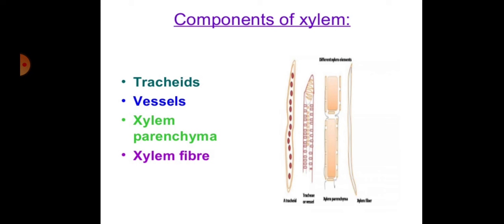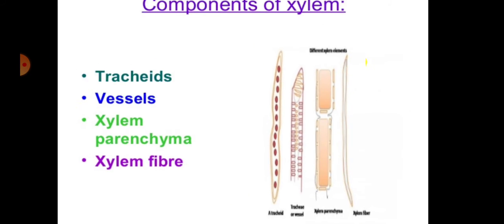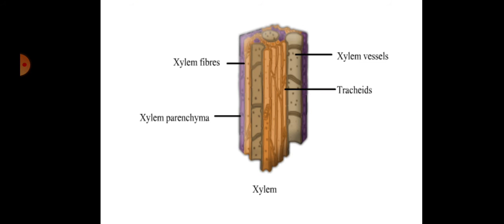Now first we will go for components of xylem. Xylem has tracheids, vessels, xylem parenchyma and xylem fibers. These four types of tissues are there in xylem. Which are these? Xylem fibres, xylem parenchyma, xylem vessels and tracheids. They collectively form xylem.